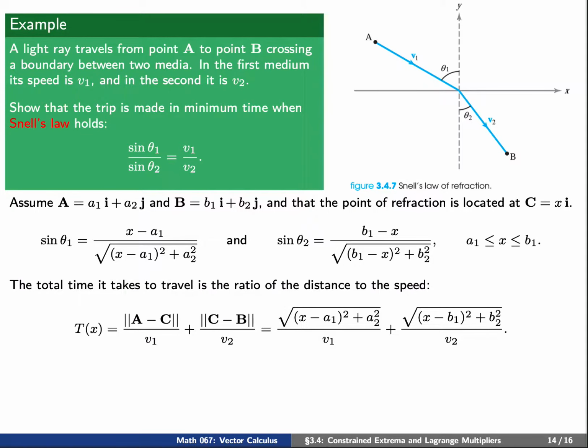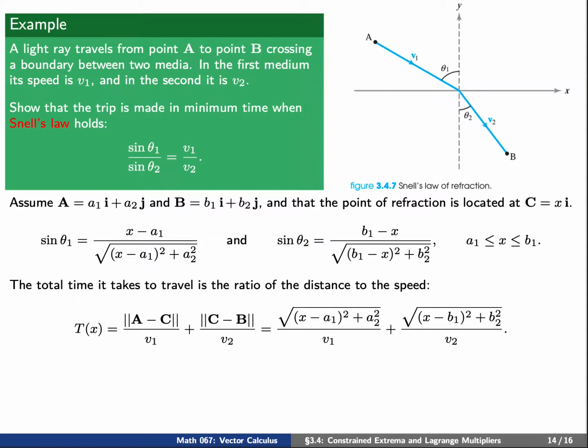Now remember that the problem said that we want to find the minimum time here. So first let's try to compute the total time it takes to go from point A through point C and down to point B. Well, the time it takes should consider distance divided by speed. Remember, of course, distance is speed times time, so time should be distance divided by speed.